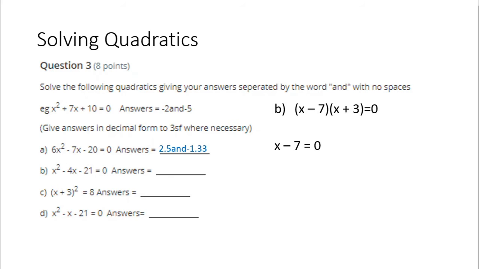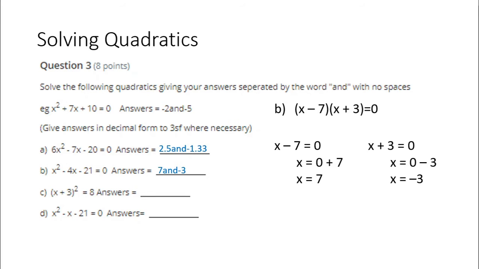So x minus 7 equals 0, or x plus 3 equals 0. In the case of x minus 7, to get x on its own, I take the 7 to the other side and I add it, so x is equal to 7. In the case of x plus 3, I get the x on its own, I take the 3 to the other side and subtract it, so x is negative 3. So there are my two answers, 7 and negative 3.